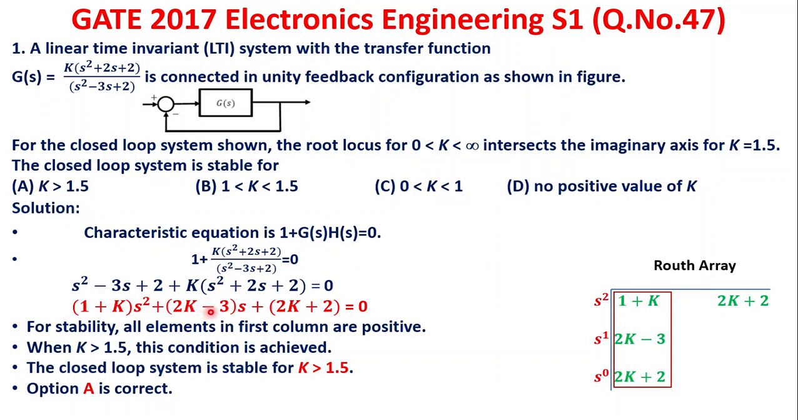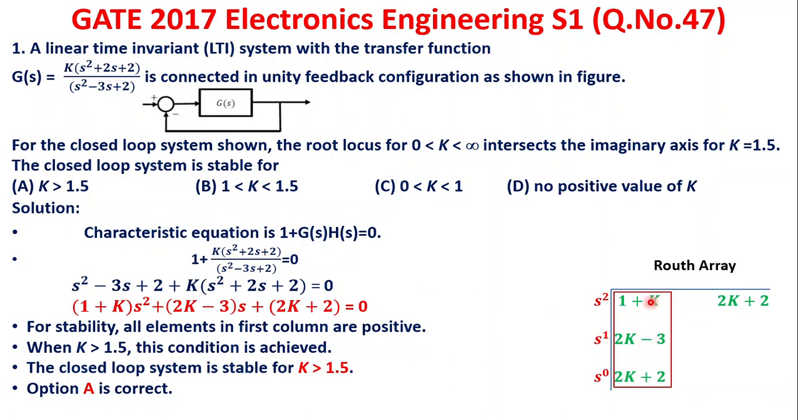If we arrange the terms properly, we get (1 + k)s² + (2k - 3)s + (2k + 2) = 0. So we get the characteristic equation, and from it we have to formulate the Routh array. The s² coefficient we write first, then the next coefficient, and then the last coefficient in the next row.